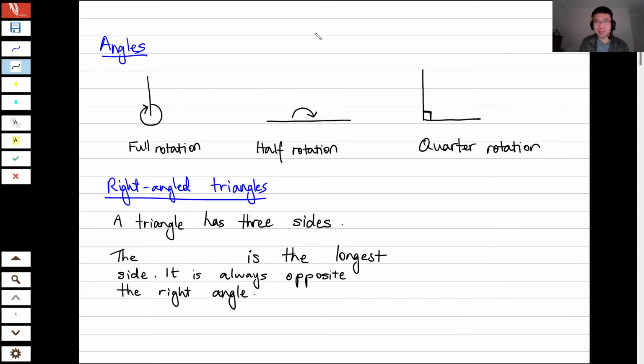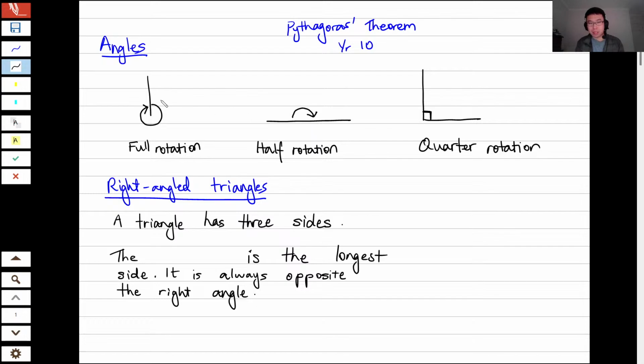So this video is really an introduction to Pythagoras' Theorem, and my target audience is Year 10 maths. So you've seen Pythagoras' theorem in Year 9, and we want to be really fluid and confident with it this year in Year 10. So let us begin. We're going to start with angles.